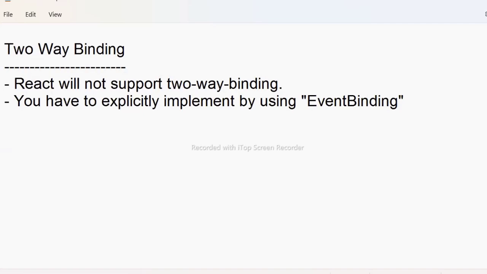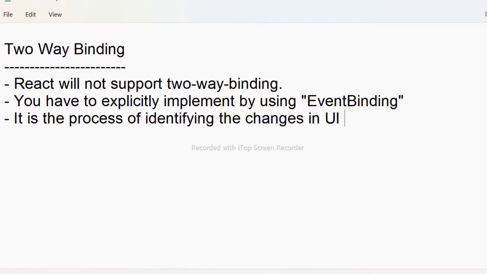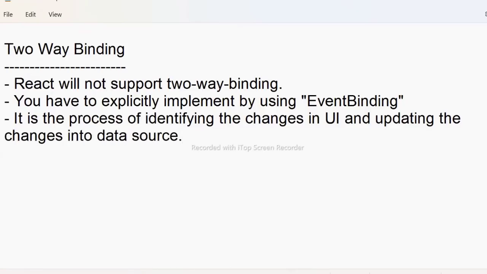What is two-way binding? Two-way binding is the process of identifying the changes in UI and updating the changes into the data source. Why do we say that React is one-way binding? Because it cannot identify the changes and update back to the data source implicitly. It cannot do that. Some technologies can do that. That's the reason they support two-way binding, and React will not support it.